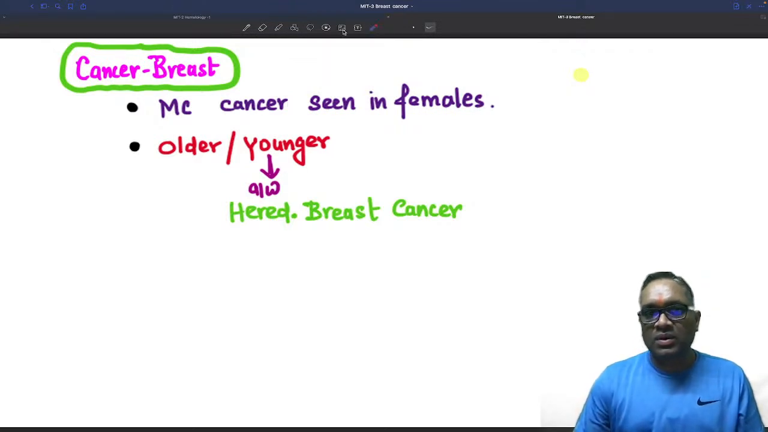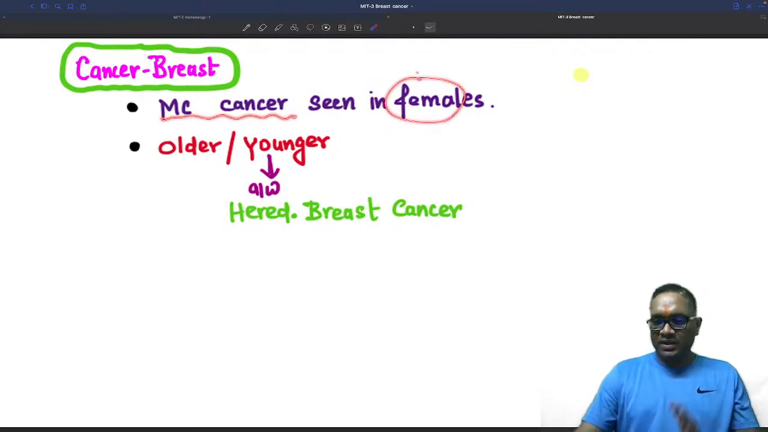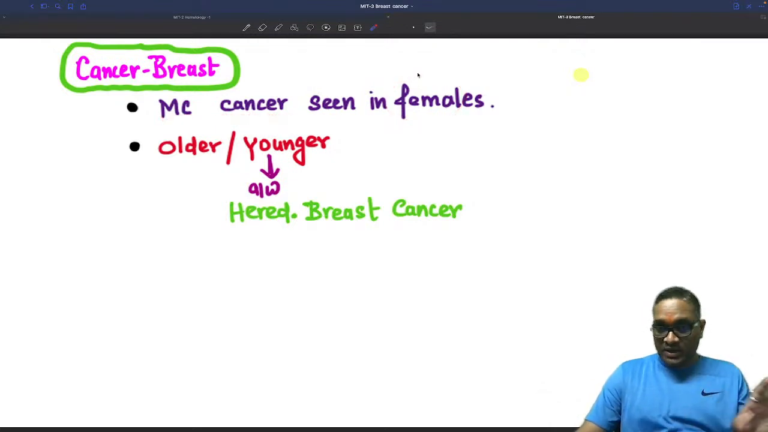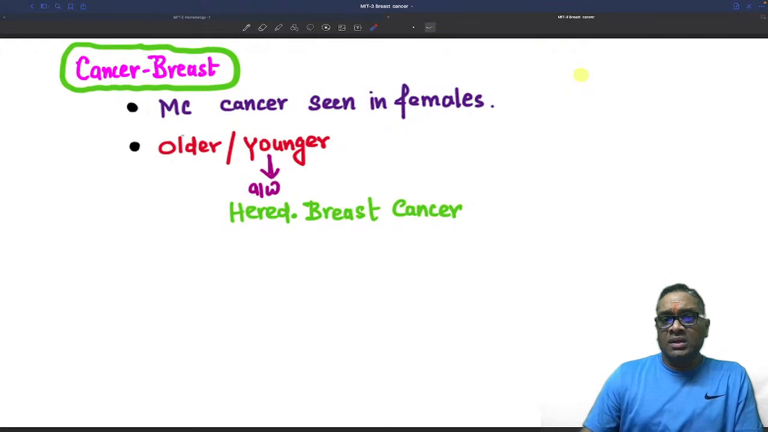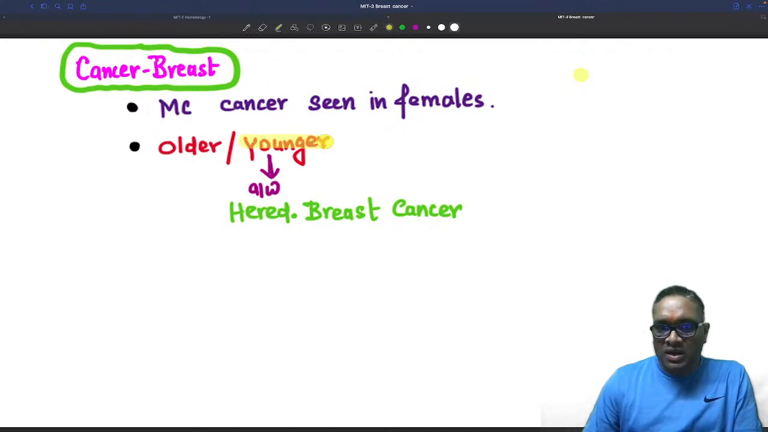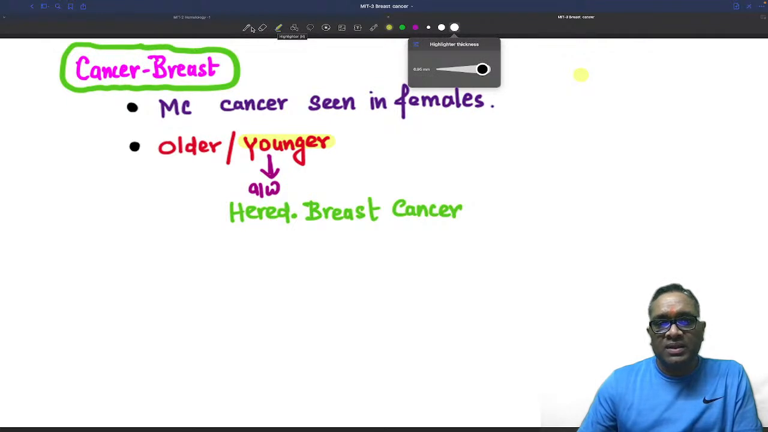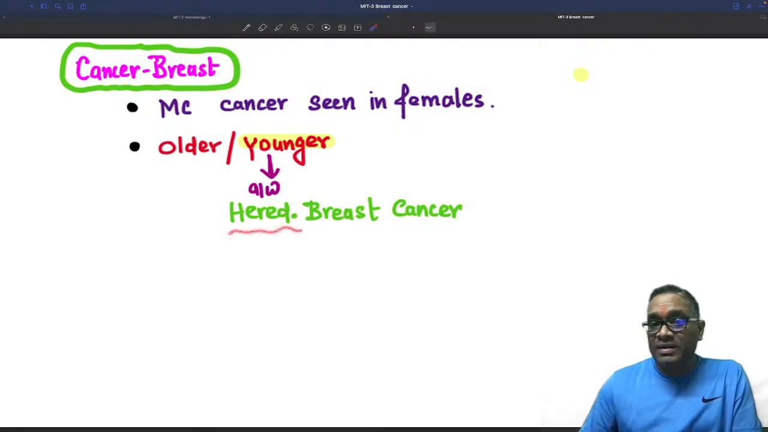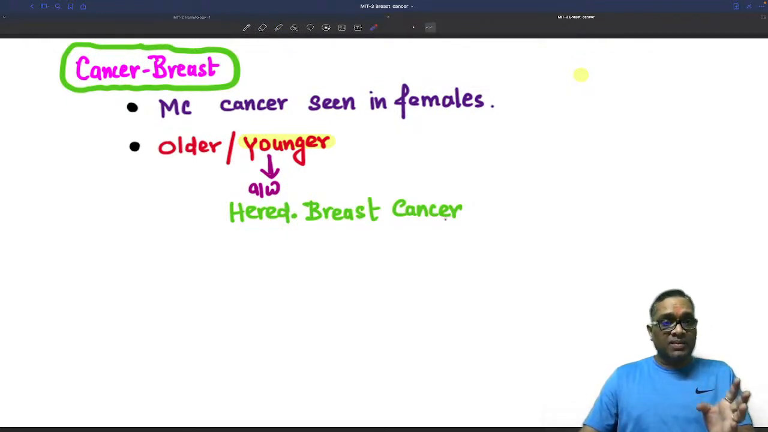First, I will tell you, cancer breast is the most common cancer seen in females. It is more common than cervical cancer right now. It can occur in older individuals as well as younger individuals. But what is the difference? You have to remember, in younger individuals it will be associated with hereditary breast cancer. So please remember, younger patients with cancer breast usually have an association with hereditary breast cancer.